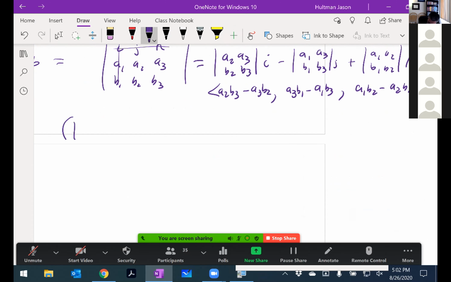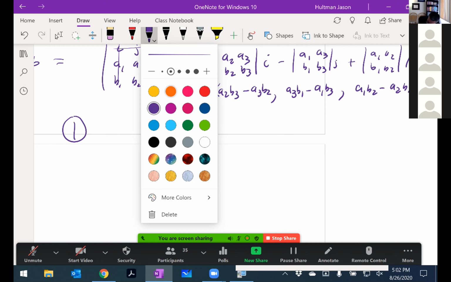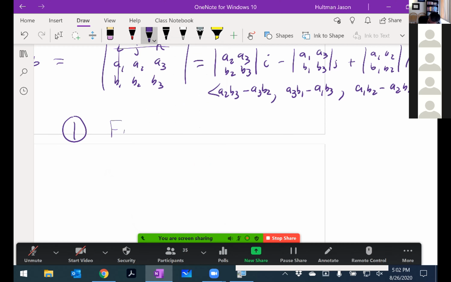So let's do example 1 here. Let's find A cross B if A is equal to 1, 3, 4, and B is equal to 2, 7, negative 5. Now remember, not everybody in here is an engineering major, and not everybody in here is a physics major. So we don't all come in with the same prerequisite knowledge. So we have to just make sure that everybody's on the same page. Just because you know something doesn't necessarily mean your neighbor in the class already knows it as well.